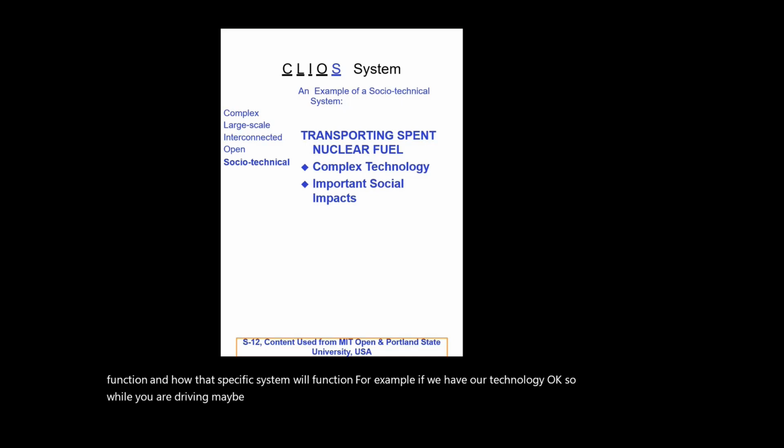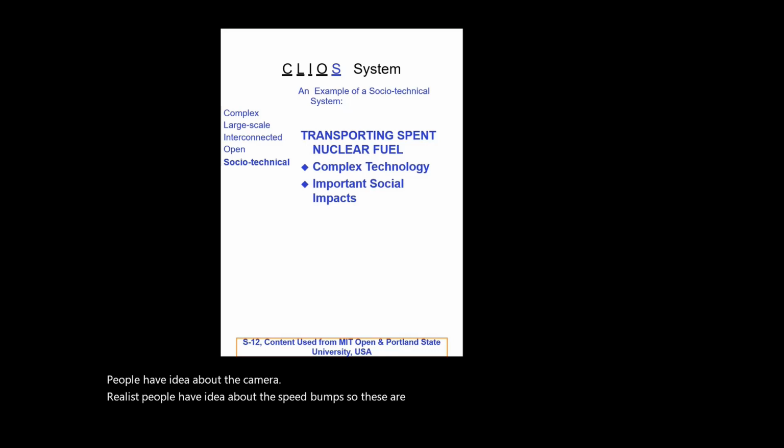For example, if we have a technology, while you are driving, maybe very few people have an idea about ITS, right? Yes, Intelligent Transportation System. Very few people have an idea about sensors. Yes. Very few people have an idea about the camera. Very few people have an idea about the speed guns. So these are the technical or the technology. What is a speed gun? Speed guns, through which we can detect the speed of a car.